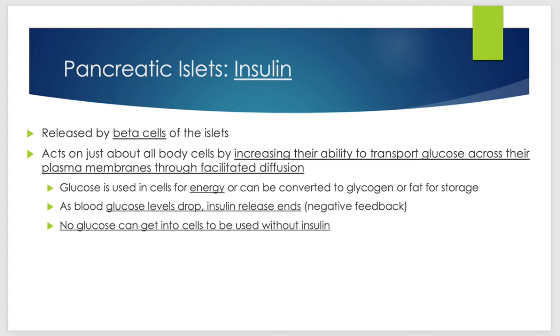As far as insulin, you have alpha cells and beta cells of the pancreas, and insulin is released by the beta cells. This hormone will act pretty much on every cell in the body, and what it does is it increases their ability to transport glucose across their membranes through facilitated diffusion. If you remember way back to when you had bio and learned about facilitated diffusion, we talked about how glucose is able to get into the cell through facilitated diffusion, where it just needs a little bit of help from a protein to get a larger molecule like glucose into the cell.